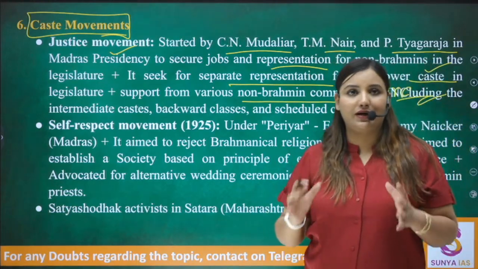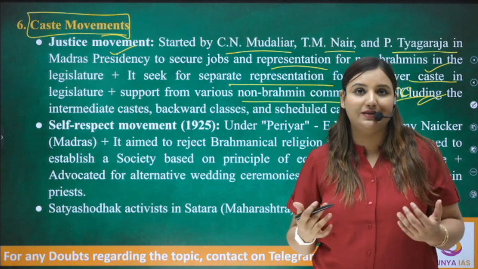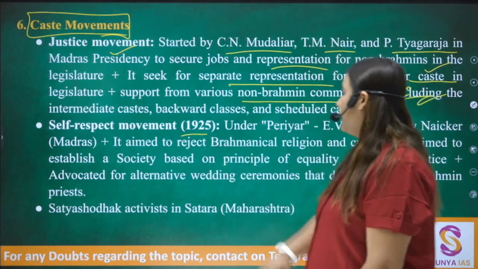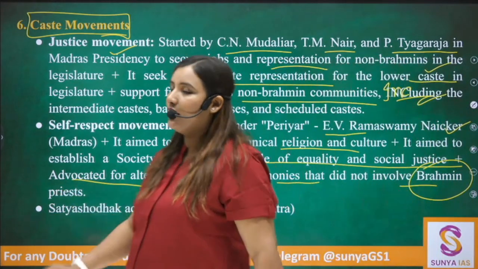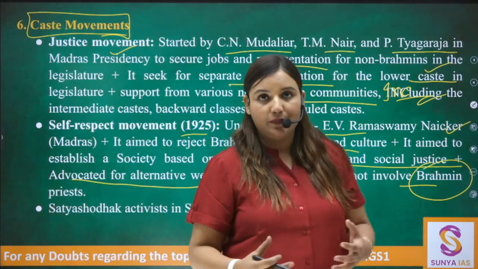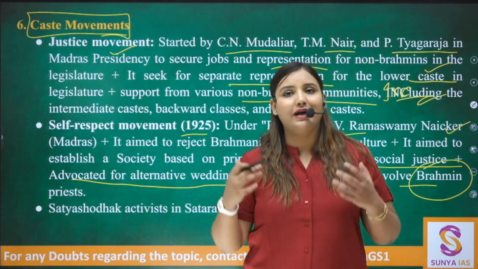And many of the backward class leaders thought that we should come forward now and fight for our own self-respect. So the Self-Respect Movement was there in 1925 under Periyar, E.V. Ramaswamy Naikar, in Madras. He aimed to reject Brahminical religion and culture. It aimed to establish a society based on the principle of equality and social justice. He also advocated alternative wedding ceremonies that did not involve Brahmin priests, to show that we don't need Brahmins for any ceremony or to get any legitimacy in society.